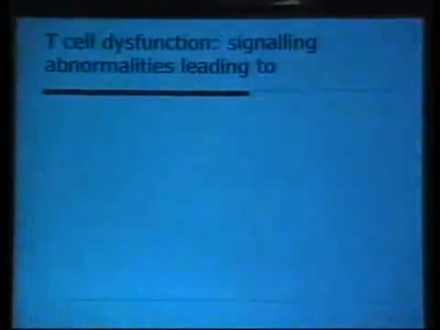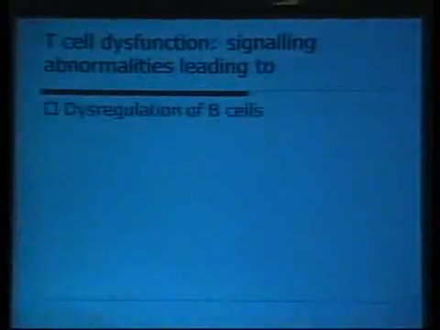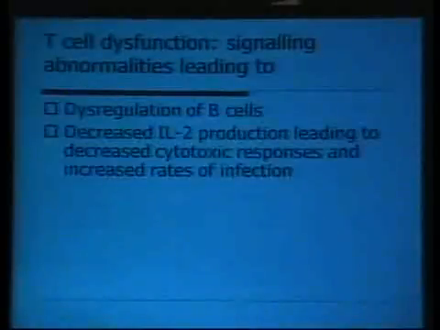Complement system has regulatory effects on B cell function and on cytokine production as well, so the humoral arm of immunity is also affected. There is T cell dysfunction, and signaling abnormalities have been found in various vasculitic disorders, and these in turn lead to dysregulation of B cells. There is decreased IL-2 production, which leads to decreased cytotoxic responses and increased rates of infections.